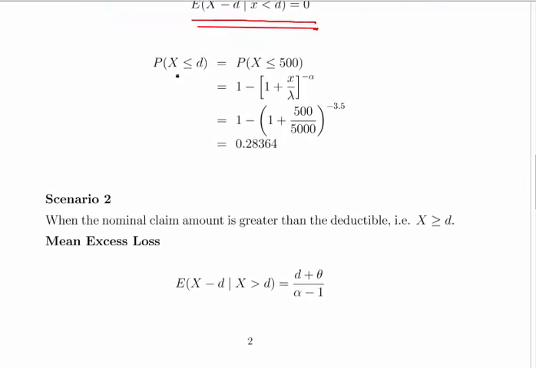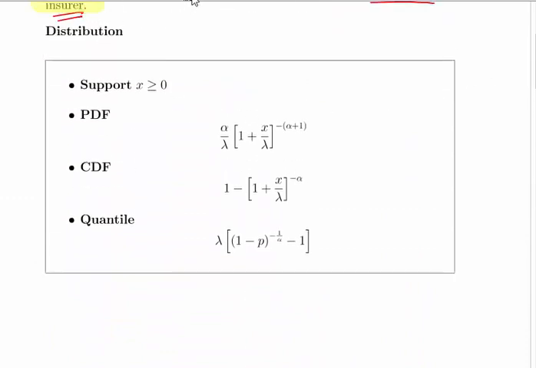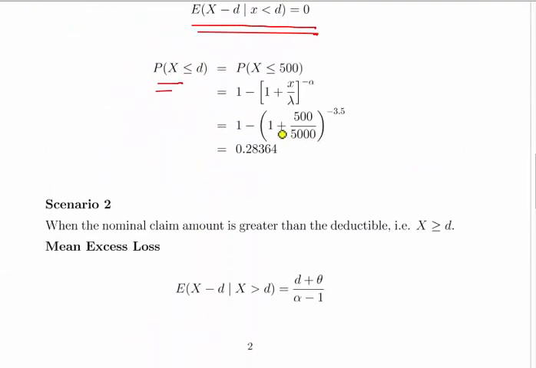Now, what's the probability of this happening? This is where we rely on the cumulative distribution function. What is the probability that X is less than the deductible? So we go to our cumulative distribution function, 1 minus (1 plus X over theta) to the power of minus alpha. We put in our values: 1 minus (1 plus 500 over 5,000) to the power of minus 3.5.